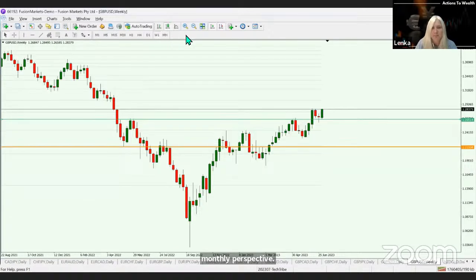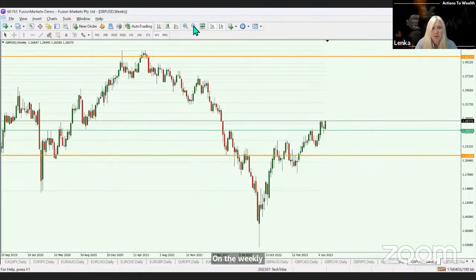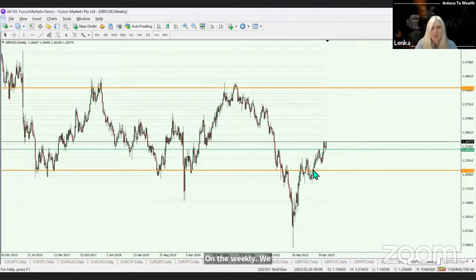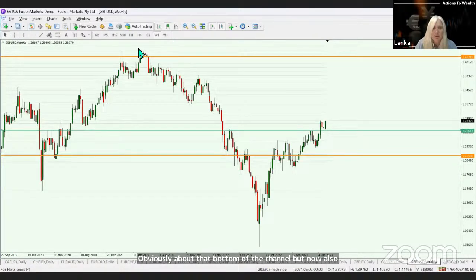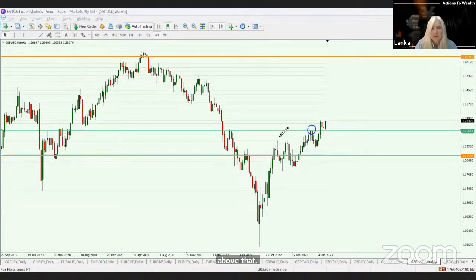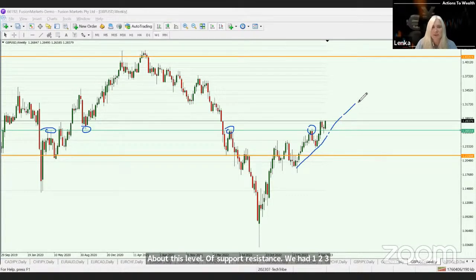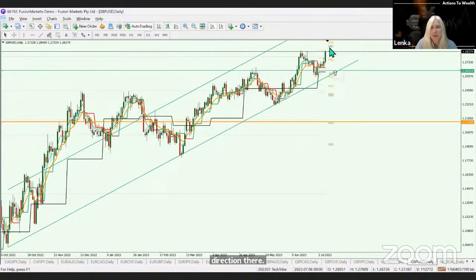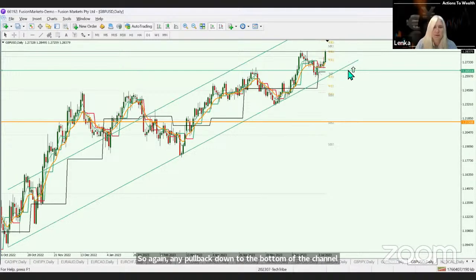On the weekly, we are obviously above that bottom of the channel, but now also above this level of support resistance. We had 1, 2, 3 closes above, so looking to keep going in that direction there. So looking for long opportunities. So again, any pullback down to the bottom of the channel, and that would be great, and looking for long opportunities then.